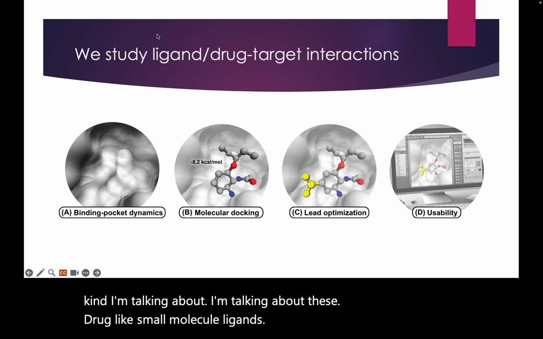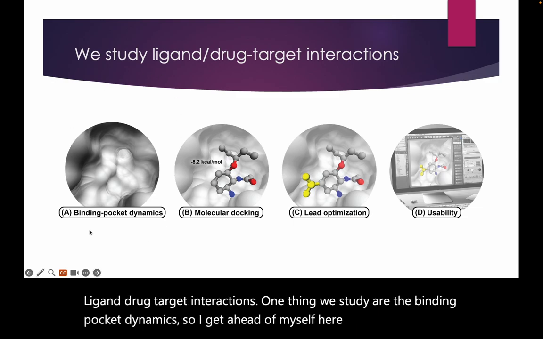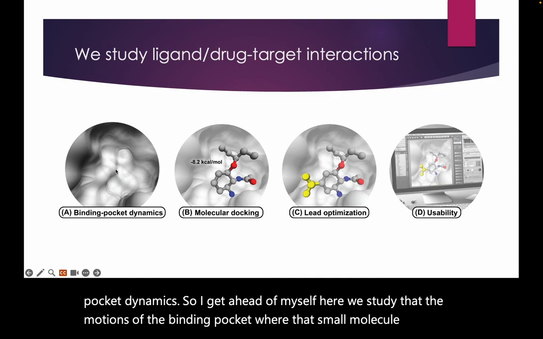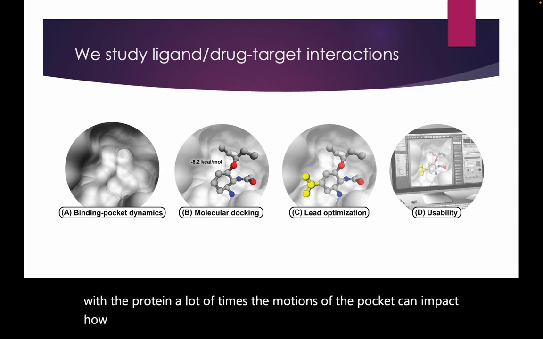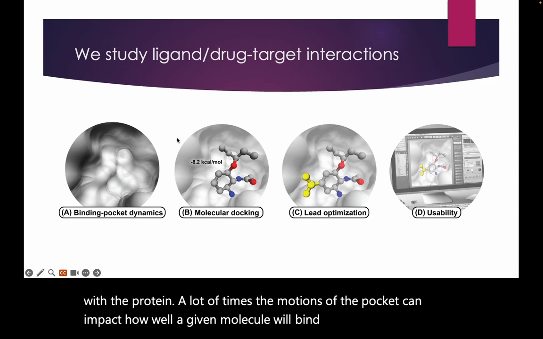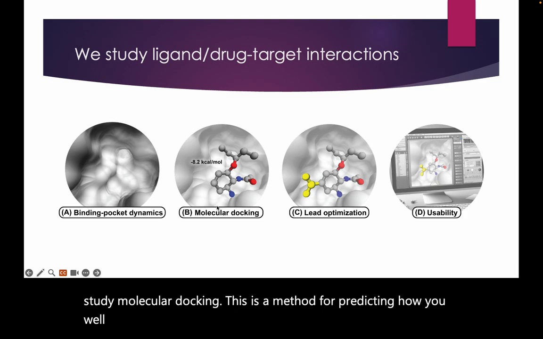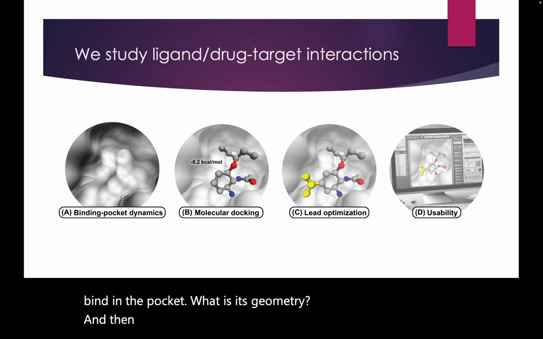In terms of what we study with ligand-drug target interactions, we study the motions of the binding pocket where the small molecule interacts with the protein. A lot of times the motions of the pocket can impact how well a given molecule will bind there. Then we also study molecular docking, a method for predicting how a small molecule might bind in the pocket. What is its geometry, and what is its binding affinity?